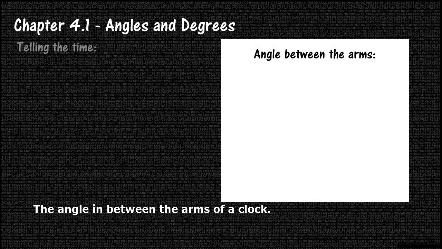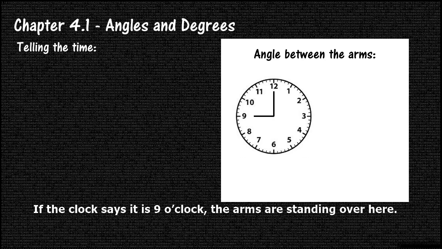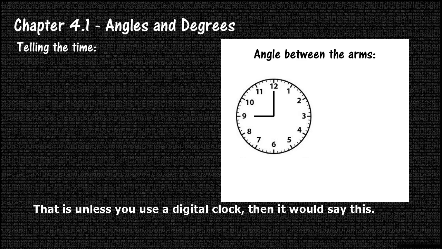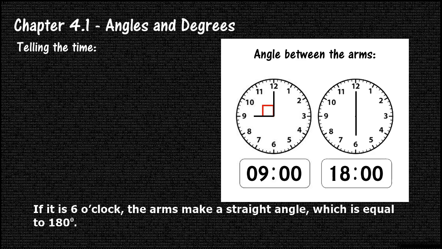The angle in between the arms of a clock. Let's start easy so you know what I mean. If the clock says it's 9 o'clock, the arms are standing over here. That is, unless you use a digital clock, then it would say this. With the minute hand pointing towards the 12 and the hour hand pointing towards the 9, the arms make a right angle. So the angle between the 2 arms is 90 degrees. And if it's 6 o'clock, the arms are making a straight angle, which is equal to 180 degrees.